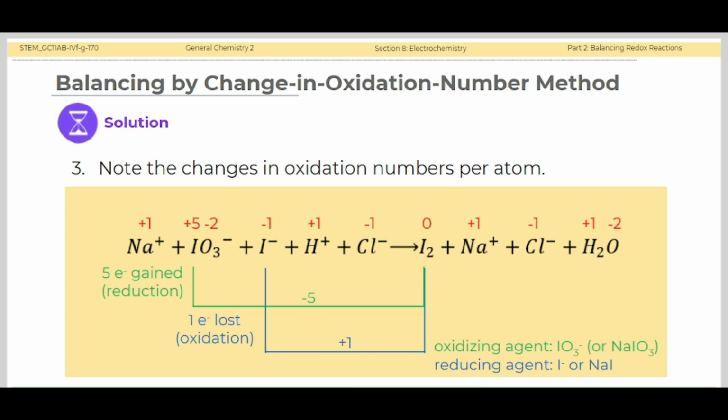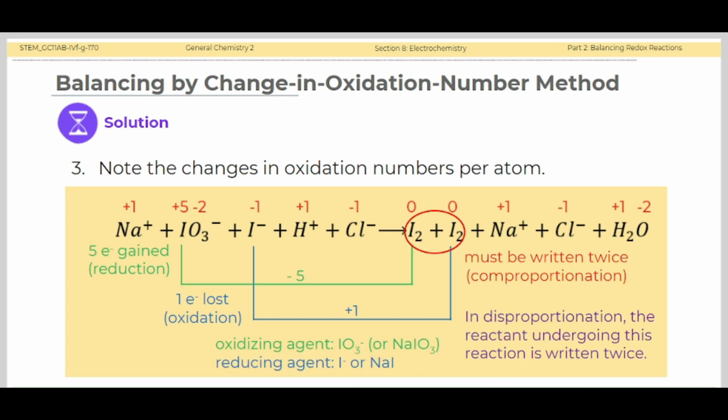Iodine in iodate ion decreases in oxidation number by 5, implying that 5 electrons are gained in the reaction. Thus, iodate from sodium iodate undergoes reduction and it is the oxidizing agent. On the other hand, iodide ion increases in oxidation number by 1, which means 1 electron is lost in the reaction. Therefore, iodide ion from sodium iodide is oxidized in the reaction and it is the reducing agent.